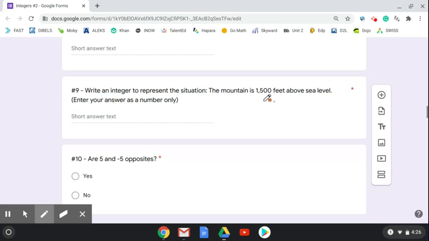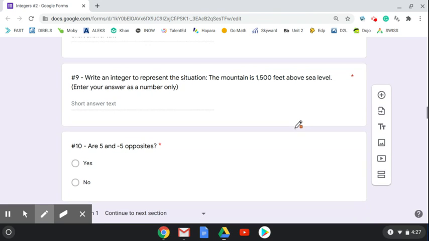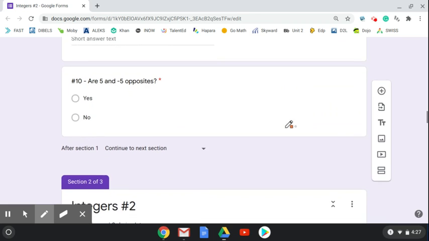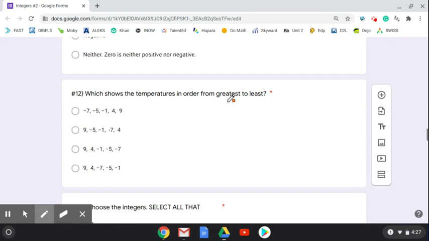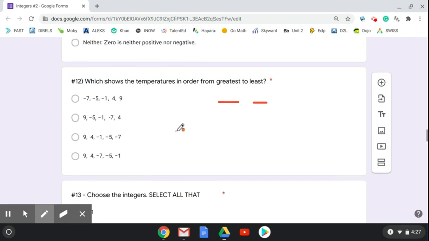And number 9, the mountain is this many feet above sea level. If you're above sea level, that's represented with a positive number. If you're below sea level, that's represented with a negative number. Skip down here to number 12, which shows the temperatures in order from greatest to least. So pay attention to whether it wants you to choose a list in order from greatest to least or least to greatest. Here we want greatest to least. So the biggest number should come first, and the smallest number should be at the very end of the list.